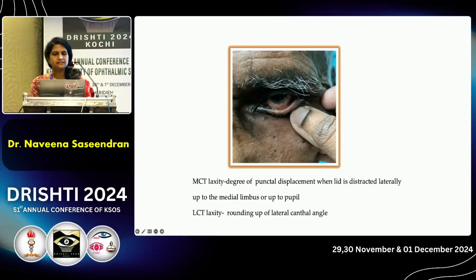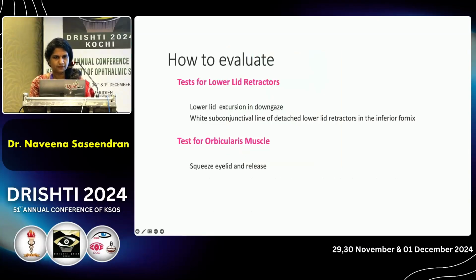Medial canthal tendon laxity. Here we are assessing the degree of punctal displacement by giving a lateral traction to the lower lid, whether it is coming up to the medial limbus or up to the pupil. Lateral canthal tendon laxity, you have to note the rounding of lateral canthal tendon. Then the test for lower lid retractors, we have to ask the patient to look down and see for the lower lid excursion. Normally it will move around 4 millimeters. In case of retractor laxity, it won't move. And also we can notice a white subconjunctival line of detached retractors in the inferior fornix. Ask the patient to squeeze and release to test for orbicularis muscle.